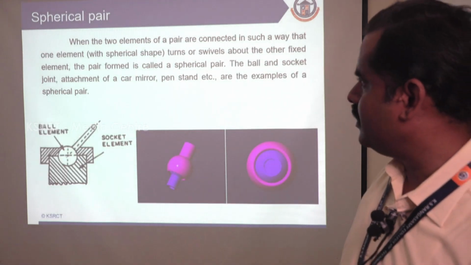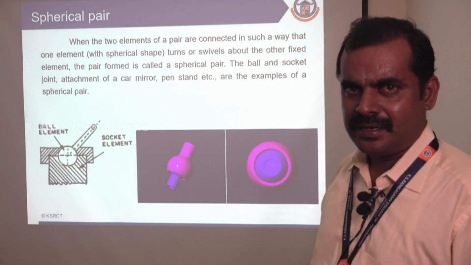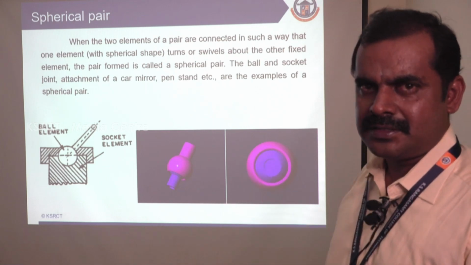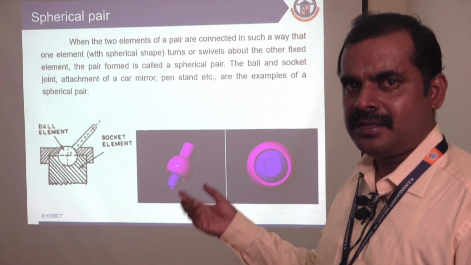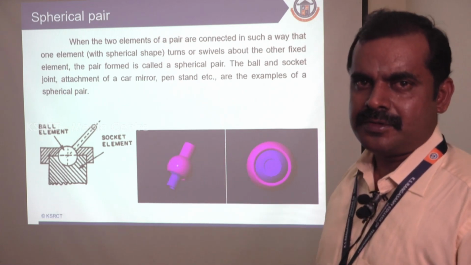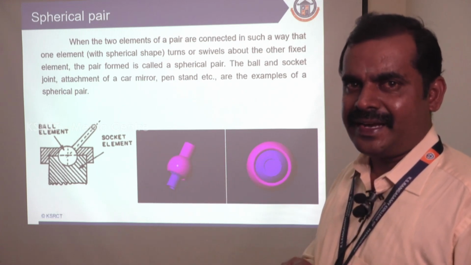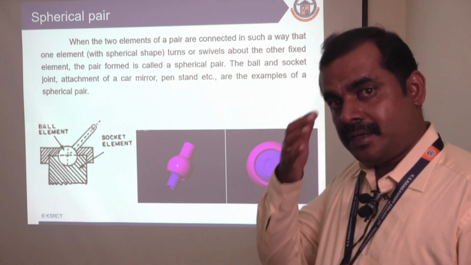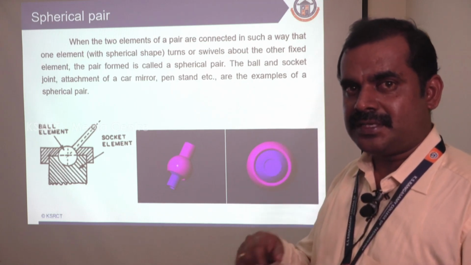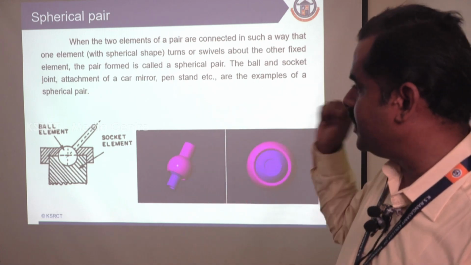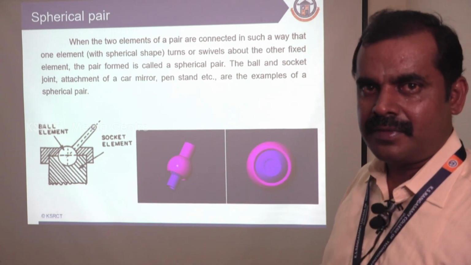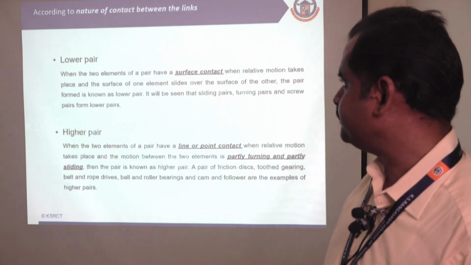Then spherical pair, everyone has seen the pen stand. It's the best example for this spherical pair. So where we are having 3 degrees of freedom, all the 3 degrees of freedom are rotary motion only. So we have 3 translating motion, we are having 3 rotary motion. So totally 6 degrees of freedom we have for a free body. So especially in spherical pair, all the 3 degrees of freedom are rotary motion.